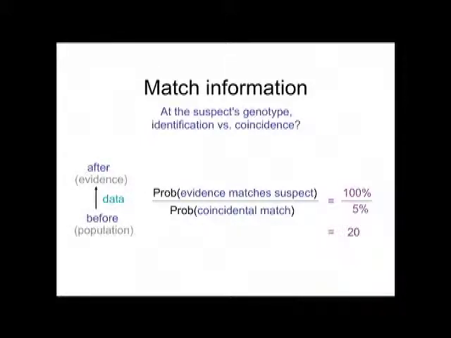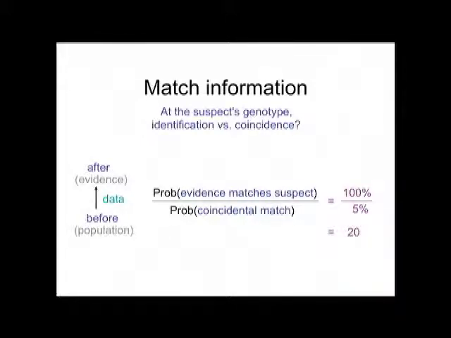Well, the concept of a match statistic is to ask at the suspect's genotype, do we have an identification that's a true match, or is it just a coincidence? So if you look all the way on the left, you can see that before we ever gather data, the chance that a person has a particular genotype, or that you would match with that genotype, is just whatever the prevalence of the allele pair, say 10-12, is at a locus in the population. Maybe it's only 5%.